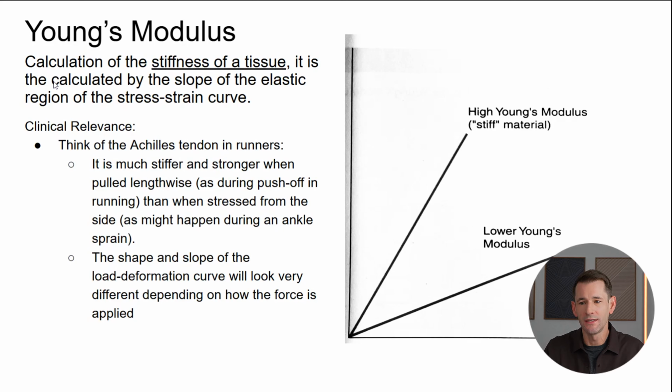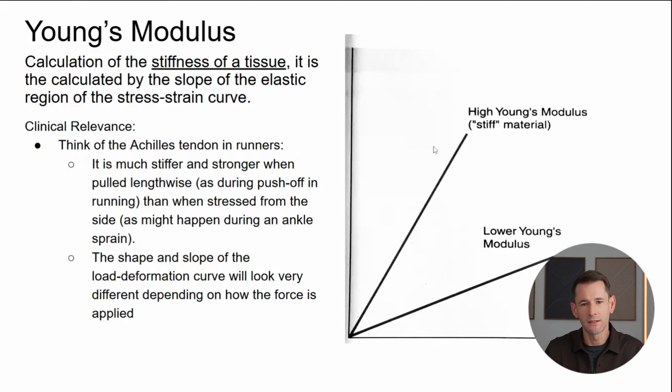Young's modulus. This is the calculation of the stiffness of a tissue. It is the slope of the elastic region of that stress strain or that load deformation curve. By looking at the slope of that elastic region, it'll give you some idea of how stiff a tissue is. So think about the clinical relevance here. Your Achilles tendon is much stiffer when you impart a load lengthwise on it, which is usually how we load that tendon. And we want that stiffness or that higher Young's modulus, as you can see on your graph over here. The higher slope means a stiffer tissue.